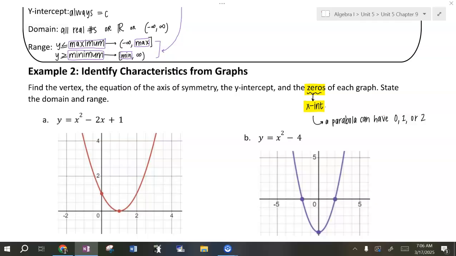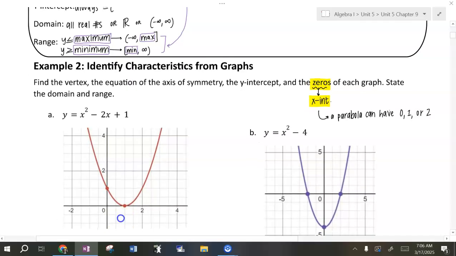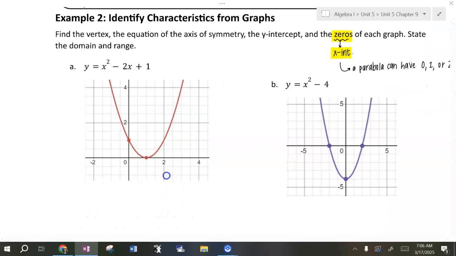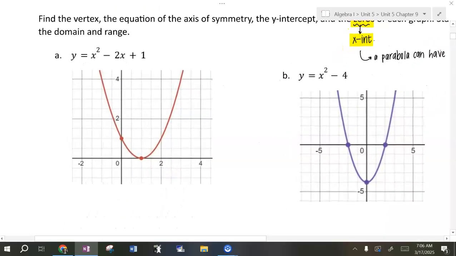As a reminder, zeros is a special word for x-intercepts, and just to let you know, a parabola, or remember that's what this shape is called, a quadratic, it can have either 0, 1, or 2 x-intercepts. So let's take a look at our first example here. We'll start just in order, find the vertex.